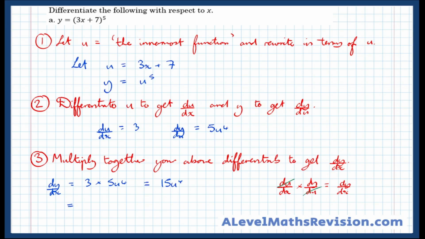So dy by dx equals 15u to the power of 4, where u is 3x plus 7. And there we have it, the differential. So you would have ended up with the same answer, or an equivalent answer rather, if you'd have multiplied out all 5 brackets or used the binomial expansion and then differentiated. But I'm sure you'll agree this 3-step method is far quicker, and this method is what I'm going to call the formal chain rule method. So the chain rule method showing full working. Let's have a go at another one.